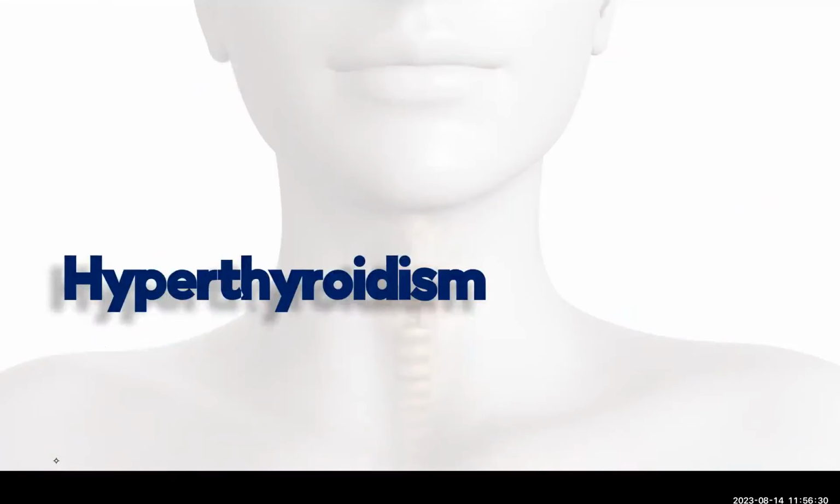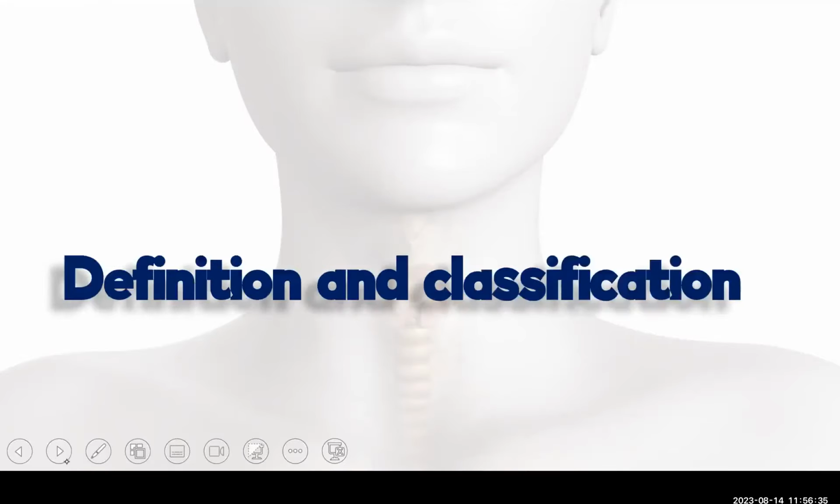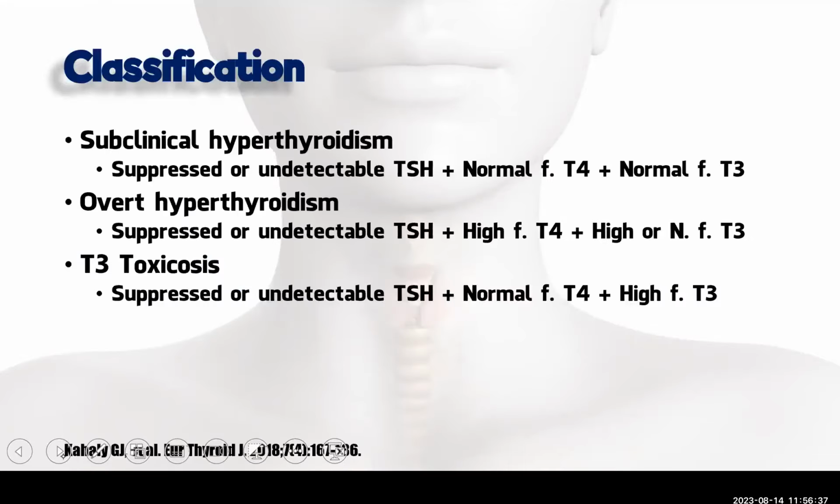Now we are starting with the second thyroid dysfunction, the hyperthyroidism, and we start with the definition and classification. Like we have classified primary hypothyroidism into overt and subclinical, we actually use the same classification here. So we start with subclinical hyperthyroidism, where we have a suppressed or undetectable TSH with a normal free T4. Overt hyperthyroidism, where we have a suppressed or undetectable TSH with a high free T4.